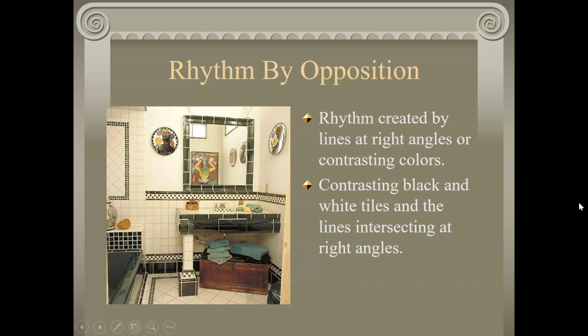Rhythm by opposition. Rhythm created by lines at right angles or contrasting colors. Contrasting black and white tiles and the lines intersecting at right angles. So all these, the tile right here would be opposition, because you have the tile here doing something different than the tile here, and here, and here.